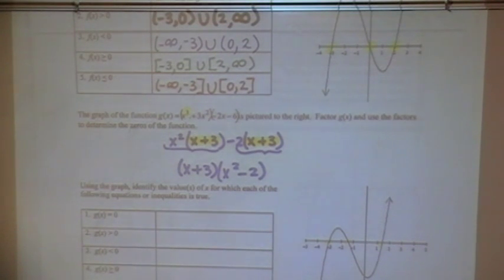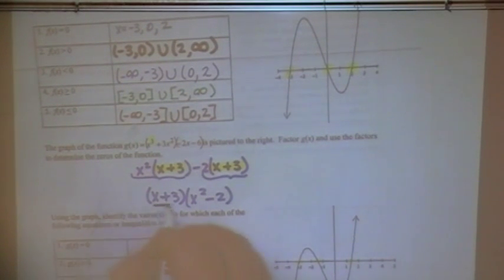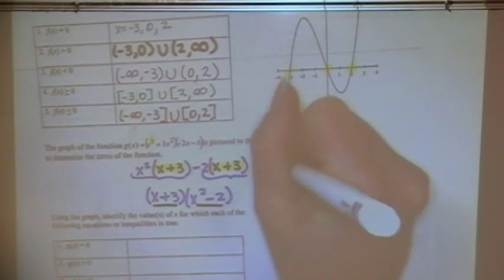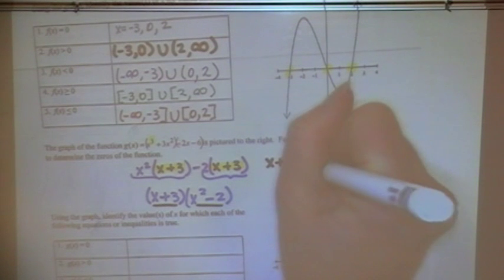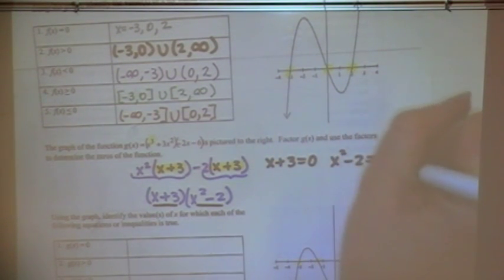For just a moment, I look at this x squared piece and think, oh, that probably factors further. But they are not both perfect squares, so it does not factor any further. So we just move to the next step, which is to set each factor equal to 0. I have 2 factors here. Each one gets set equal to 0. x plus 3 equals 0, and x squared minus 2 equals 0.